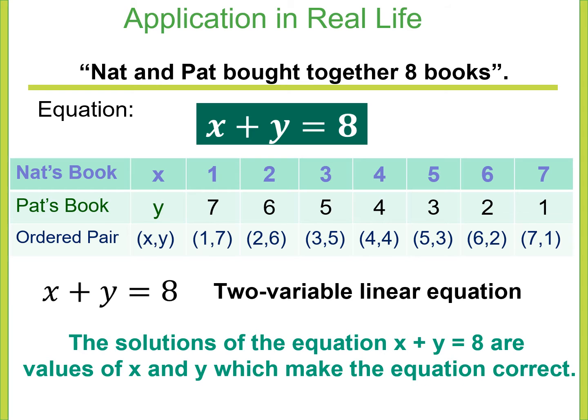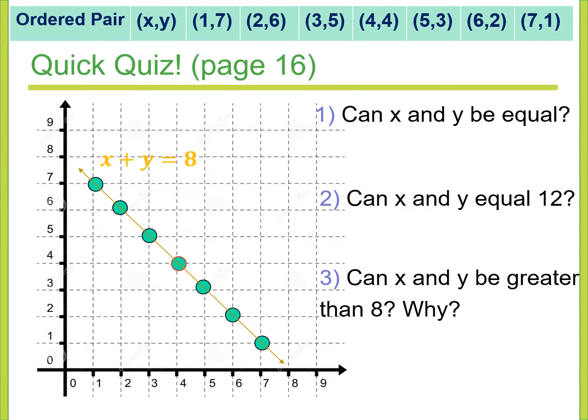So x + y = 8 is a two-variable linear equation. Why? Because we have the x variable and the y variable, and the highest exponent is 1. The solutions of the equation x + y = 8 are values of x and y which make the equation correct. Those are the values that satisfy the given equation. So this is the graph of x + y = 8.